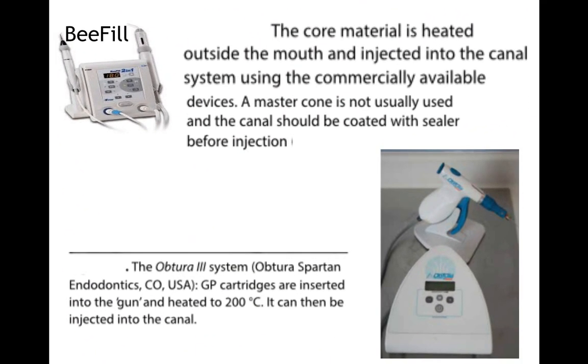The core material, the Biofill and Obtura system. The core material is heated outside the mouth and injected into the canal system using commercially available devices. A master cone is not usually used, and the canal should be coated with sealer before injection. Obtura system: guttapercha cartridges are inserted into the gun and heated to 200 degrees Celsius. It can then be injected into the canal.